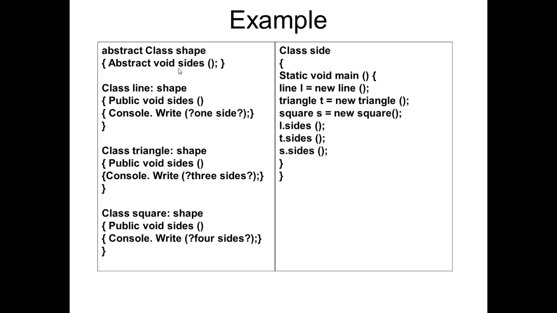What happens if we don't give the implementation of the method sides in the derived class? If you don't give the implementation of the method sides in the derived class, it also becomes an abstract class.